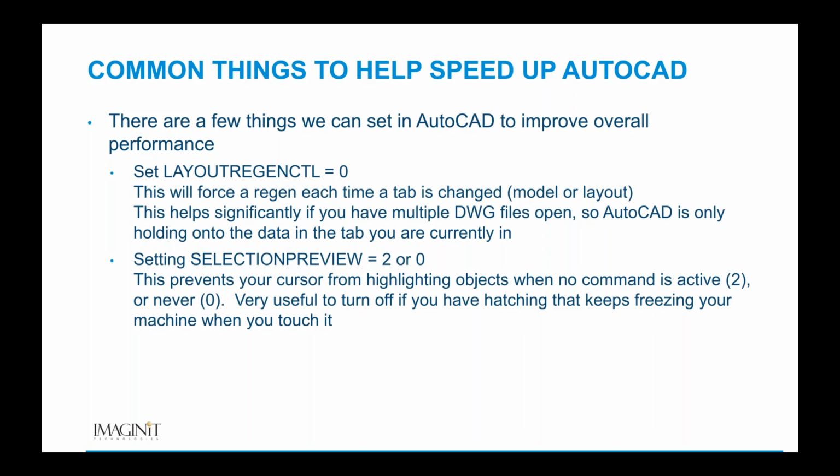Selection preview, I generally like that at 2 or 0. My personal is 0. This prevents your cursor from highlighting objects when no command is active, which is 2, or never, which is 0. Very useful to turn off if you have hatching that keeps freezing your machine when you touch it.